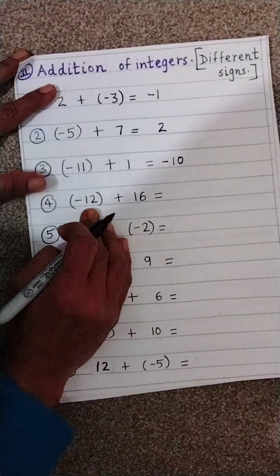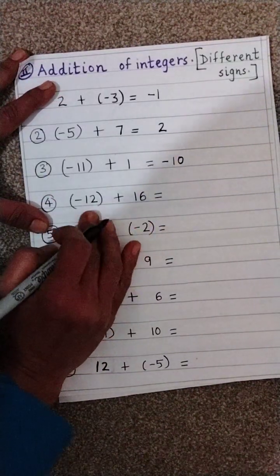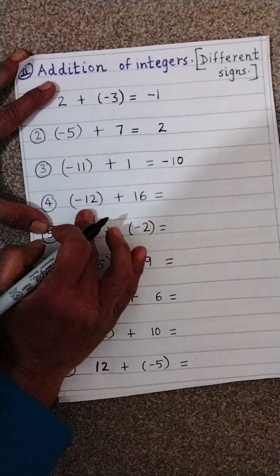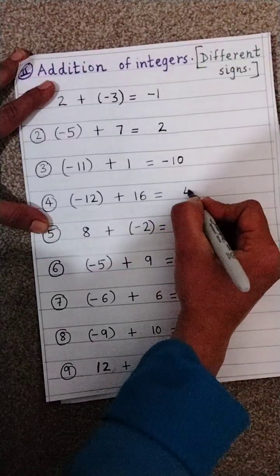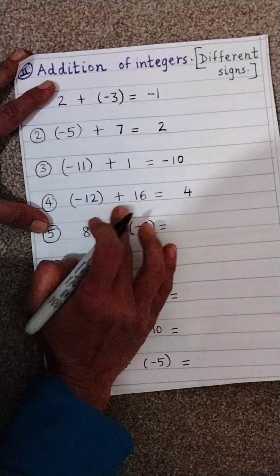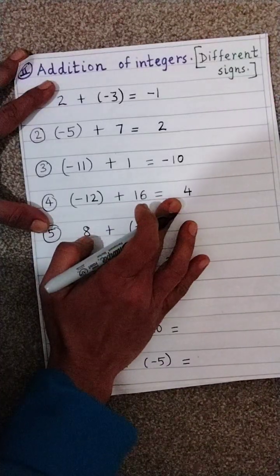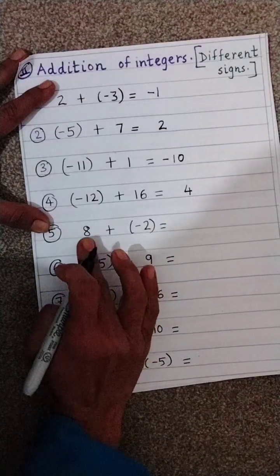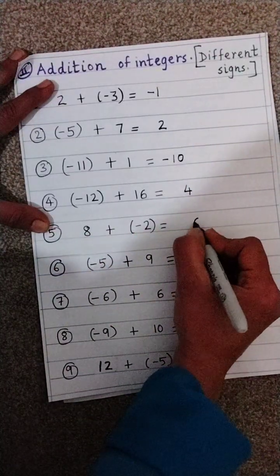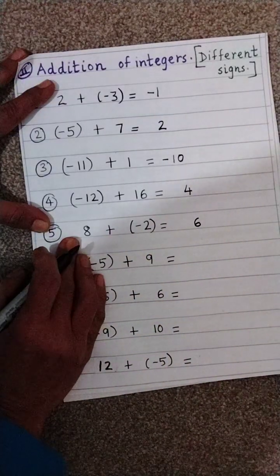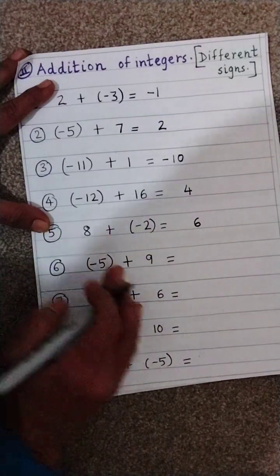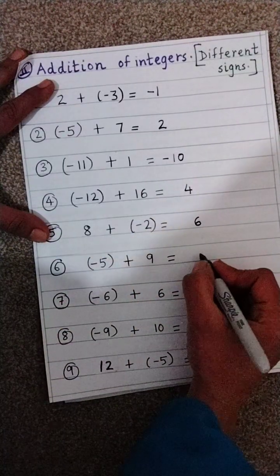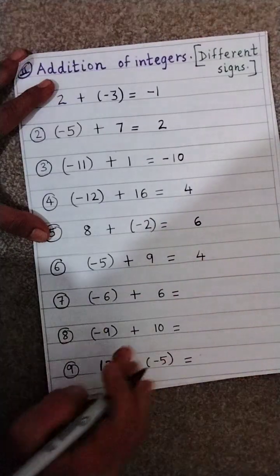Minus 12 plus 16, we subtract. One is negative, one is positive. 16 minus 12 is 4, and we put the sign of bigger integer, that is 16. Plus 8 plus minus 2. We subtract. 8 minus 2 is 6, but we keep the biggest number's sign. Minus 5 plus 9. 9 minus 5 is 4, and we put the sign of bigger number.